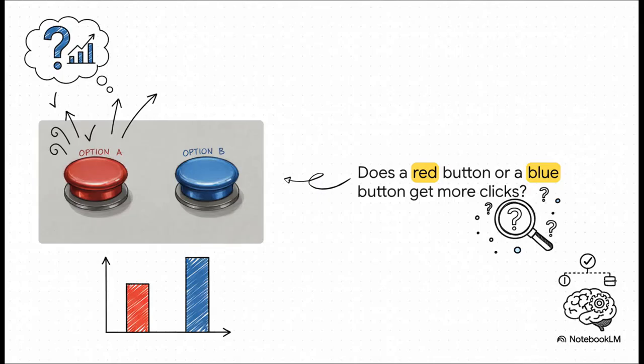All right, let's look at a classic example. You've probably heard of this, the A/B test. Imagine a website with a Buy Now button. We're testing two versions. Option A is red. Option B is blue. The question is simple. Which color gets more people to click?